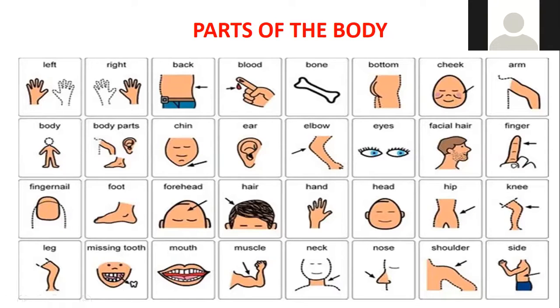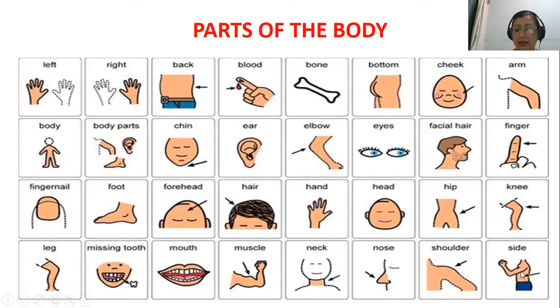Sorry, I don't understand missing tooth. ¿Es porque no tiene dientes? ¿O hay un espacio ahí? Missing tooth. The space, the missing. Un diente caído, ¿verdad? O el espacio del diente. O un diente perdido. Okay. Missing tooth, okay? Excellent. Muscle, neck, nose, shoulder, side.